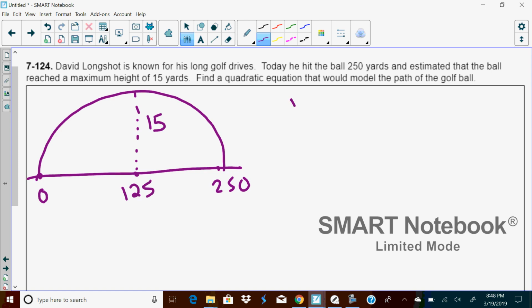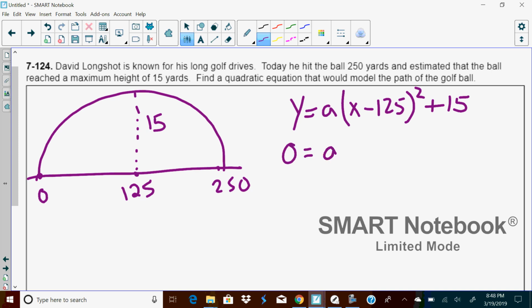So when I start my equation, I do y equals a, I don't know what a is yet, times x minus 125 squared plus 15. So I then chose to plug in 0, 0. So I get 0 equals a times 0 minus 125 squared plus 15. Subtract 15. 125 squared is 15,625.